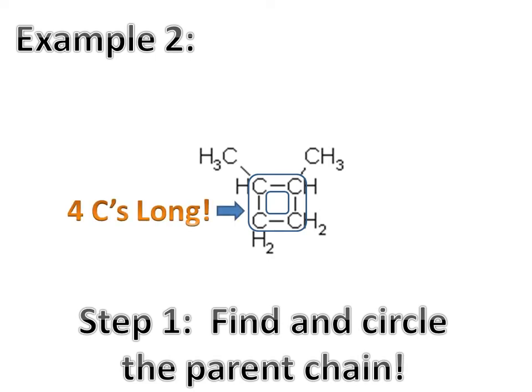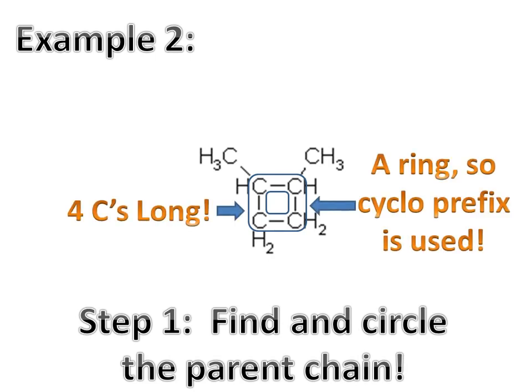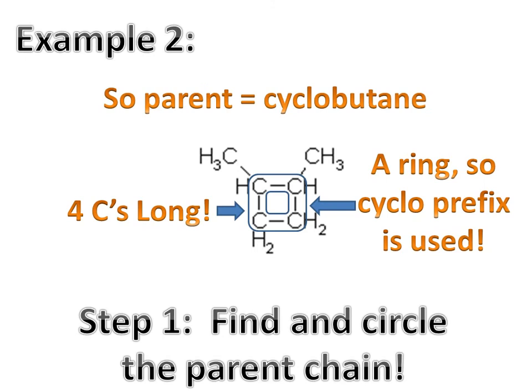So with 4 carbons in this ring, we're going to use a cyclo prefix because it does form a ring. It's not a straight chain alkane. So our parent is going to be called cyclobutane. Cyclo for the ring, but for 4 carbons, and ane because that's what we end all of these alkanes with.